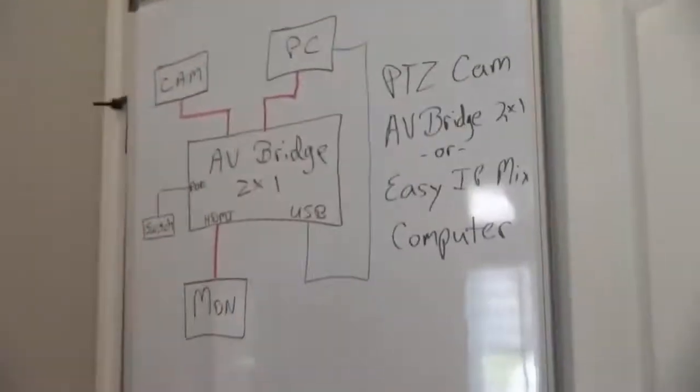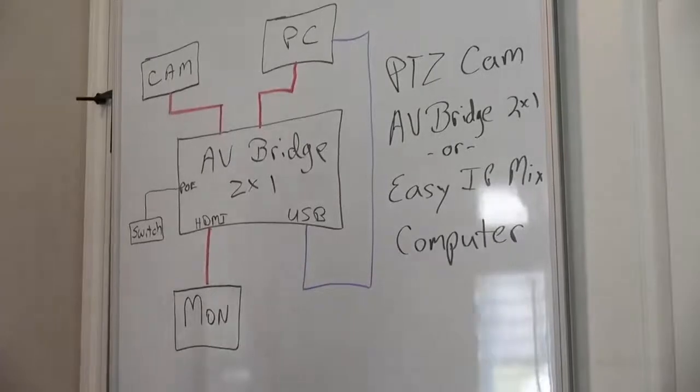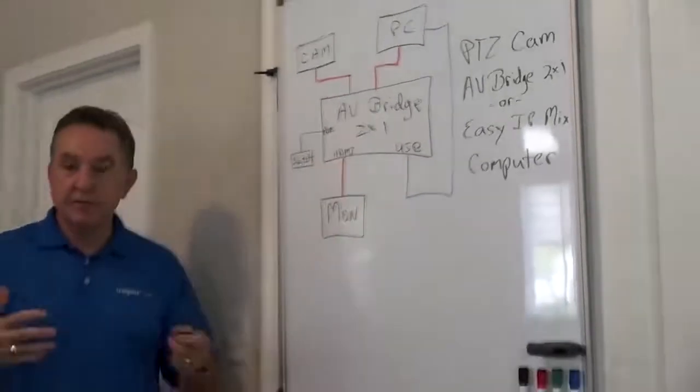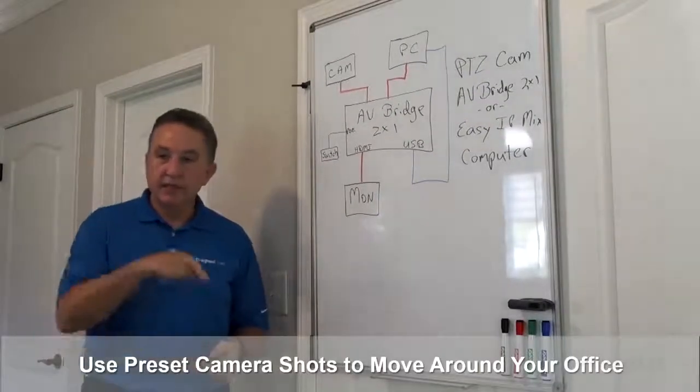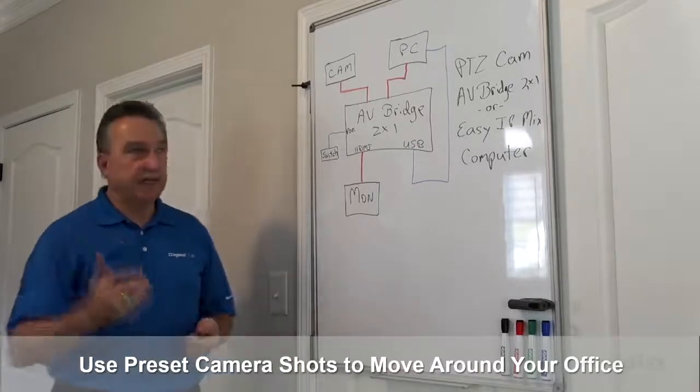Let's go to the whiteboard. We're going to start with a close-up of the whiteboard, and you can take that close-up, talk about the whiteboard, or zoom back if you want to be part of the engagement. Use those camera presets to move around your office and engage your audience.